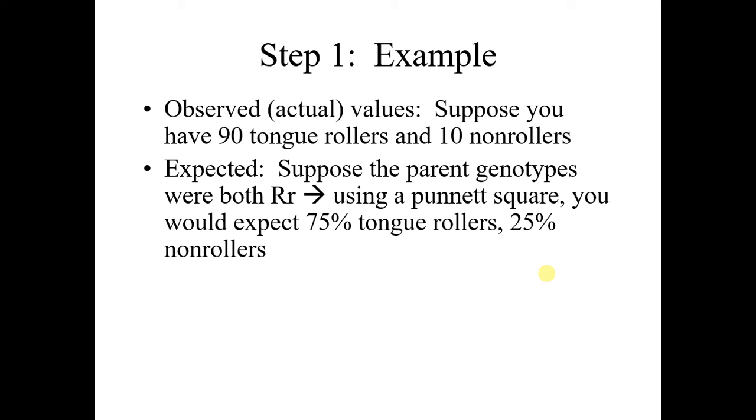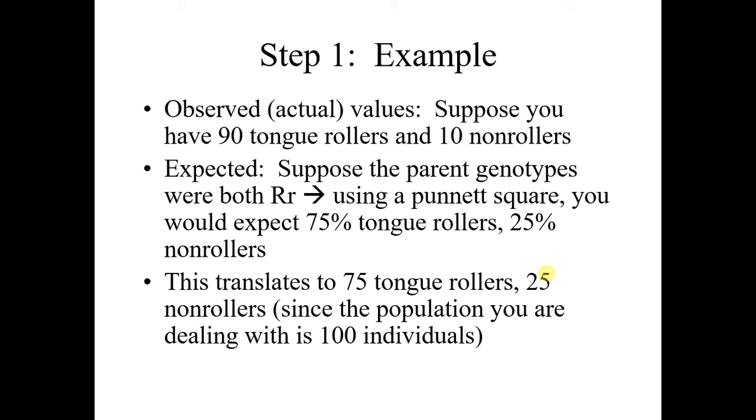For our expected data, suppose that the parents of these individuals were both heterozygous. So using a Punnett square, we would expect 75% of the total offspring to be tongue rollers and 25% to be non-rollers. So that means that we would expect 75 out of the 100 to be tongue rollers and 25 to be non-tongue rollers.